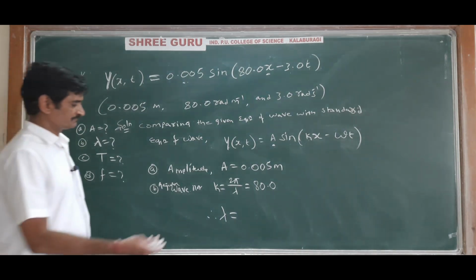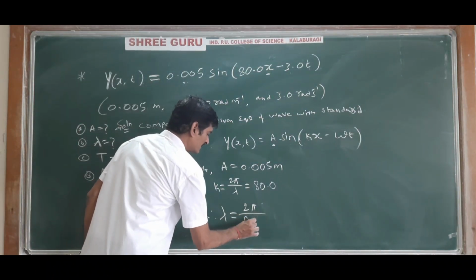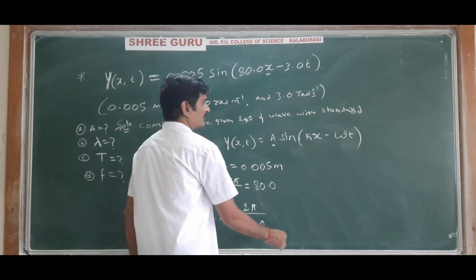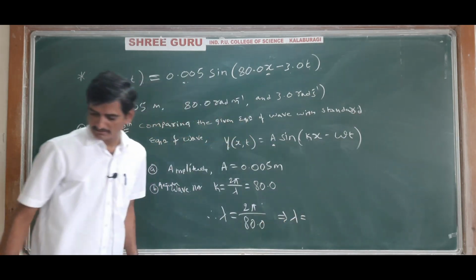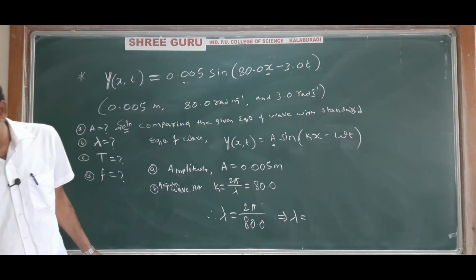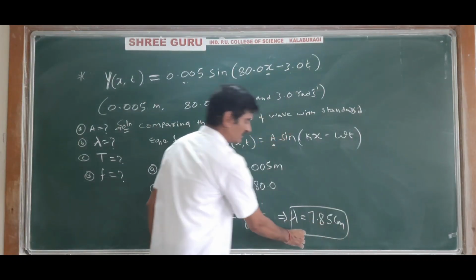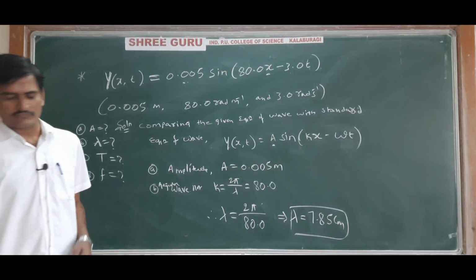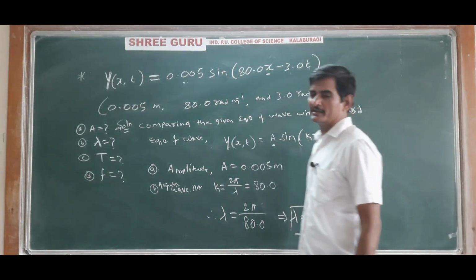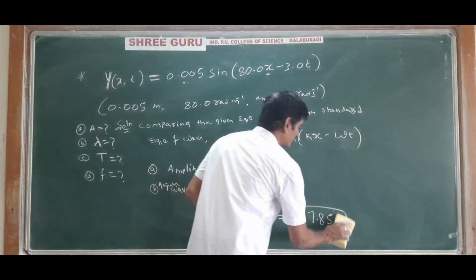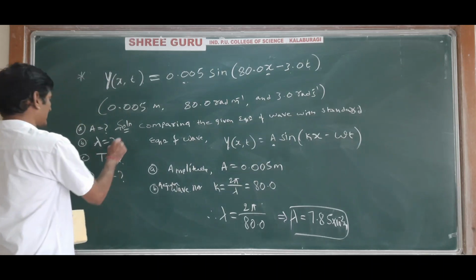So lambda is equal to 2 pi divided by 80.0. On simplification you will get the answer. Thus lambda is equal to 7.85 centimeters. Check whether the answer is correct. 7.85 into 10 to the power minus 2 meter, that is 7.85 centimeter. Okay, the wavelength is completed.